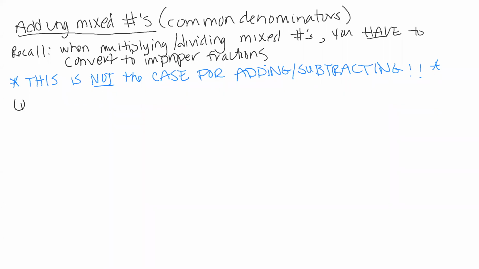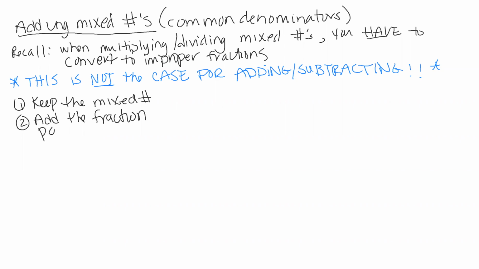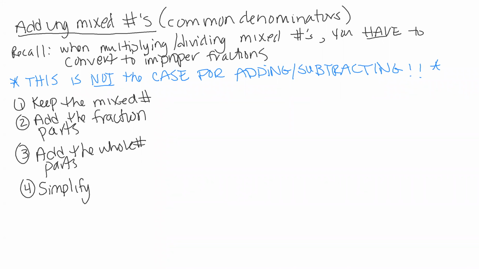So here's what I do. I keep the mixed number. Okay. I add the fraction parts. I add the whole number parts. And then at the end, I simplify as needed. Now, for the most part, this is pretty straightforward. There is one little thing that could happen where you have an extra step. I'll make sure to show you plenty of examples of that. But for now, let's start with something pretty basic.